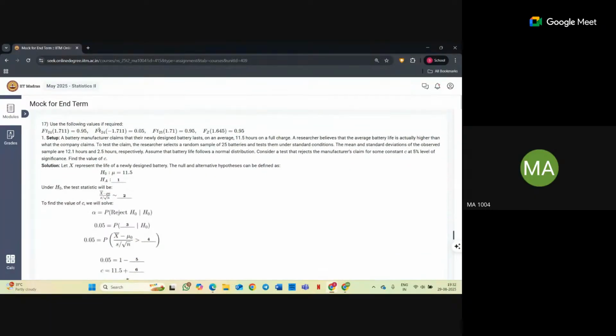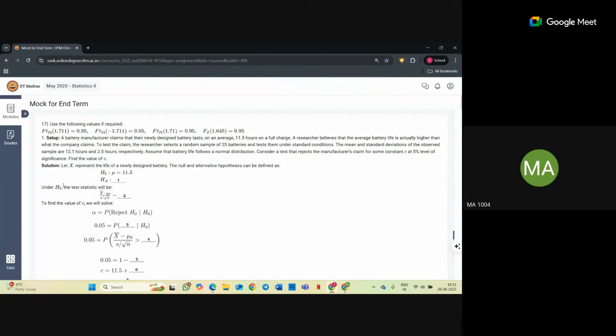So we have used the following values if required. A battery manufacturer claims that the newly designed battery lasts on an average of 11.5 hours on a full charge. A researcher believes that the average battery life is actually higher than what the company claims. To test the claim, the researcher selects a random sample of 25 batteries and tests them under standard conditions. The mean and standard deviation of the observed samples are given. Assume that the battery life follows a normal distribution. Consider a test that rejects the manufacturer claim for some constant C at 5% level of significance. Find the value of C.